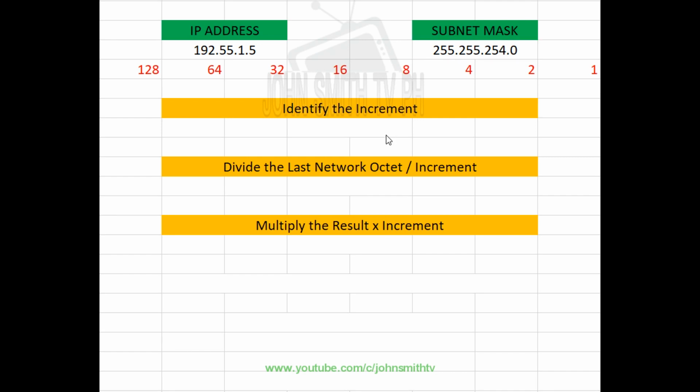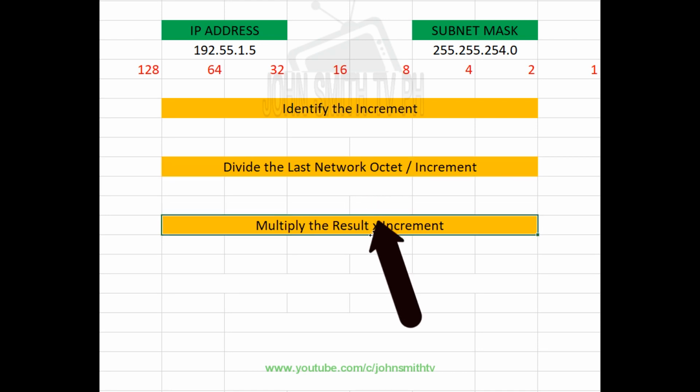Now thank you for pausing the video and trying to answer this question. Now in order for us to determine its network ID, we should follow these steps. We should identify the increment. Next is divide the last network octet to the increment. Multiply the result times the increment.